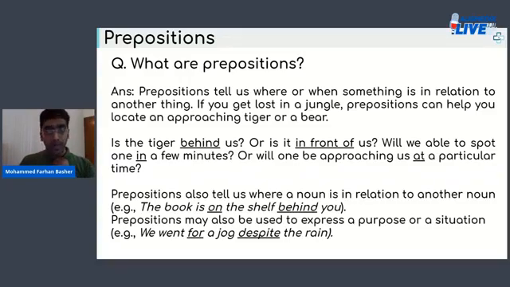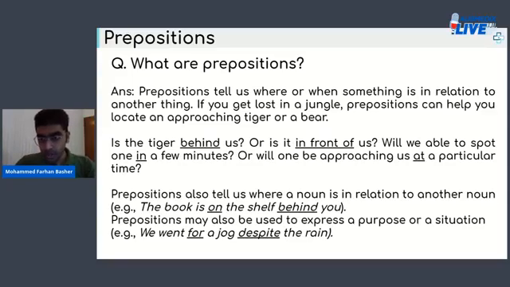At the same time, the word "despite" is a preposition. Despite the rain means although it was raining, even though it was raining, we went for a jog, or we went for a walk, something like that, okay? Or we went for a run.